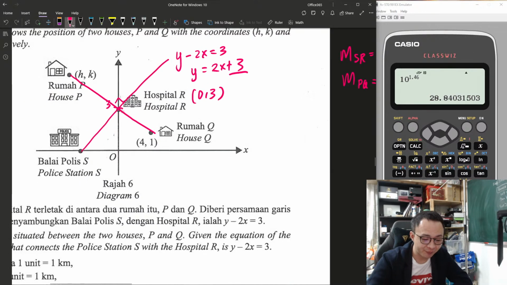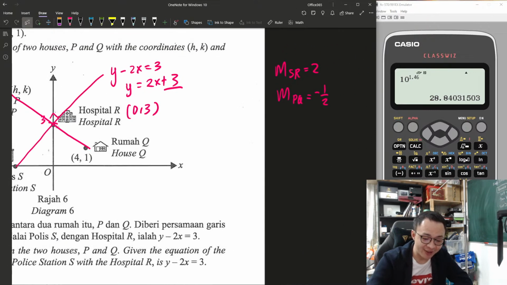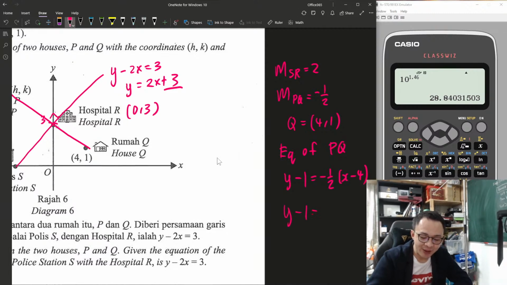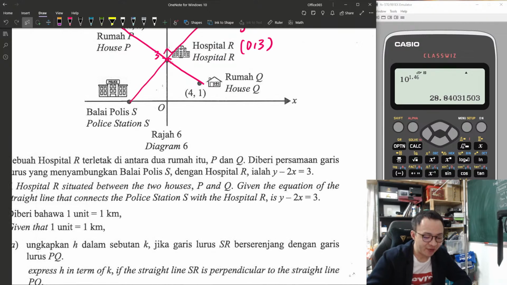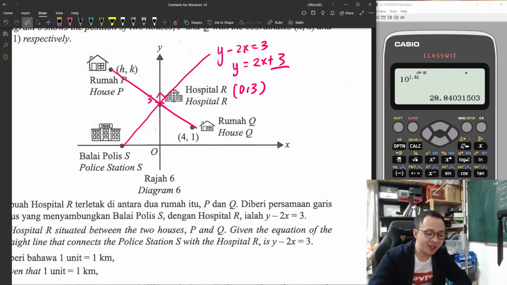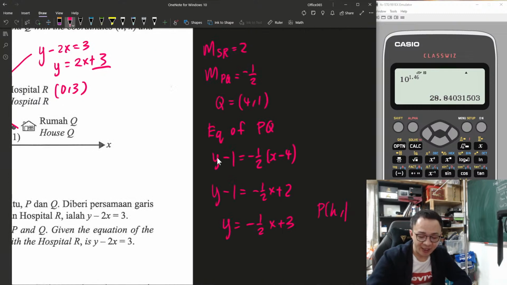Alright, so then I pass through the coordinate Q. Q is (4, 1). So I want to find the equation of PQ. So y minus y1 equals m(x minus x1). So y minus 1 equals negative half (x minus 4). Y equals negative half x plus 3. Alright, so they want h in terms of k. So I will just use the coordinate P here. Coordinate P is (h, k). So k I sub into the y, h I sub into the x.